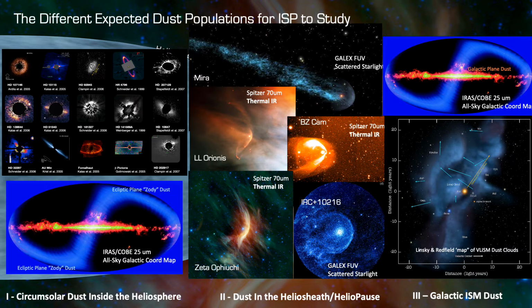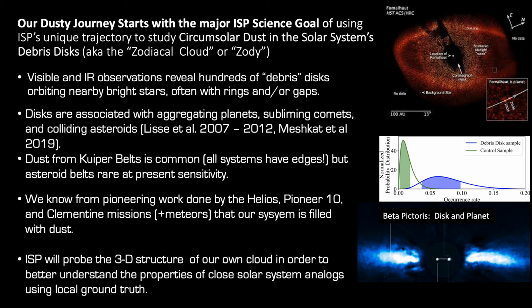So I just gave you a whirlwind tour. Let's go into a little bit more detail. Our dusty journey starts with a major ISP science goal: using its unique trajectory to study the circumsolar dust in the solar system, also known as the Zodi cloud or the Zodi. I'm going to use all the terms interchangeably.